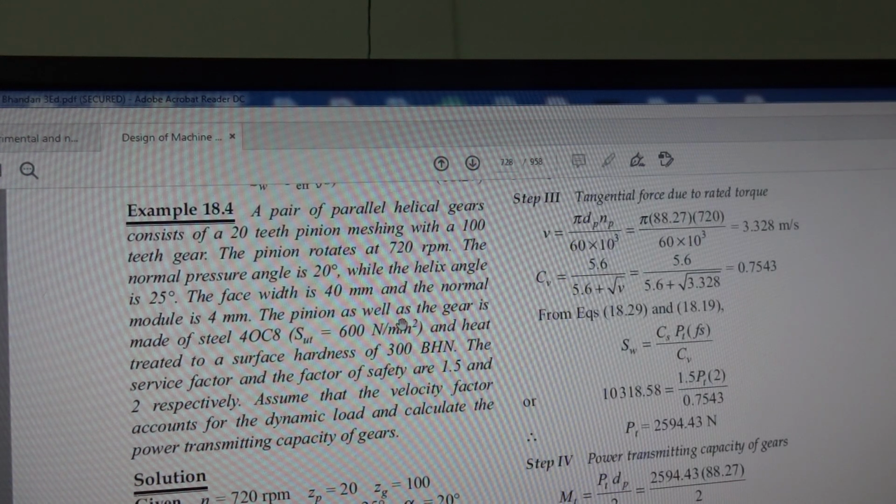The pinion as well as the gear is made of steel 40C8, with ultimate stress 600 Newton per mm square, and heat treated to a surface hardness of 300 BHN. The service factor and the factor of safety are 1.5 and 2 respectively. Assume that the velocity factor accounts for the dynamic load and calculate the power transmitting capacity of the gear.